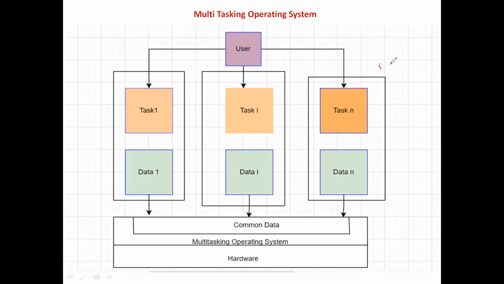You have many different tasks. There should be safe communication so that no error is passed on to the user. There should be proper data communicated. I hope you understood the difference between the multi-user and multitasking operating system, as well as the main functions of the operating system in real-time applications.